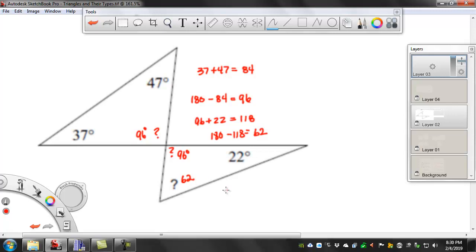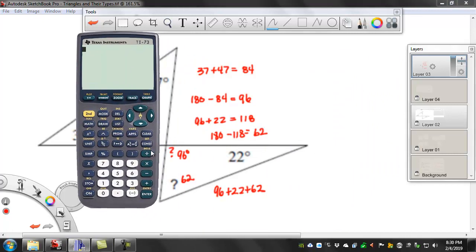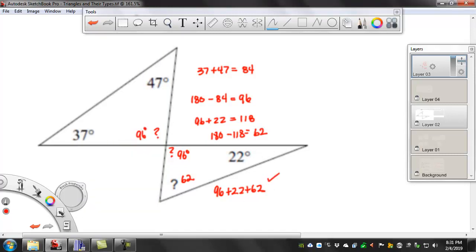Now I'm going to check this to make sure that it's right. I'll take 96 plus 22 plus 62, and let's make sure that that equals 180 degrees. Okay, so 96 plus 22 plus 62, that's 180 degrees, so it does check out.